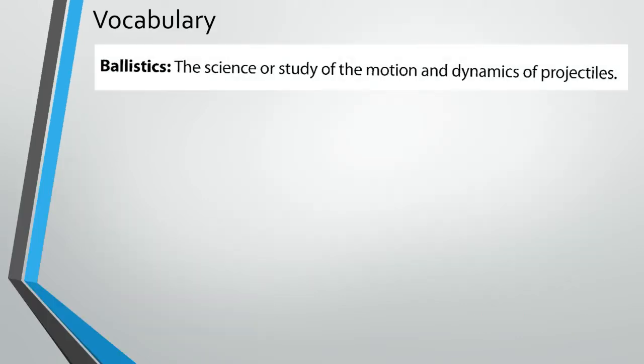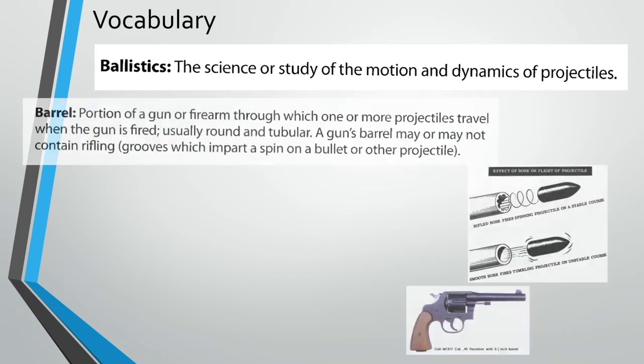So let's look at the vocab. Ballistics is the science or study of the motion of dynamic projectiles. Some more terms. The barrel is a portion of a gun or firearm through which one or more projectiles travel when the gun is fired, usually round and tubular.